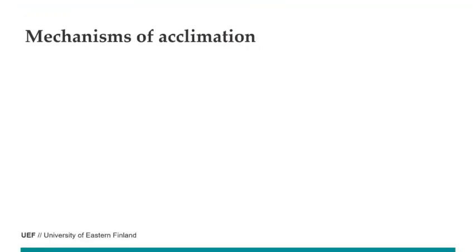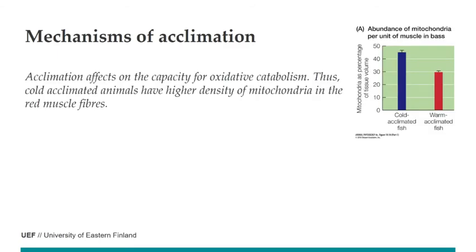And how do they modify it? Of course, if the metabolic rate is changed, it affects the oxygen consumption. And well, if the oxygen consumption is changed, most probably it has something to do with mitochondria. So the acclimation affects the capacity of oxidative catabolism, and that's why during cold acclimation there are more mitochondria per unit of muscle in the animal, especially in the red muscle fibers, because these fibers are those that rely on oxidative catabolism.